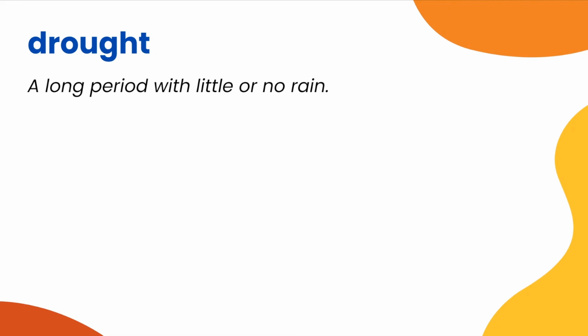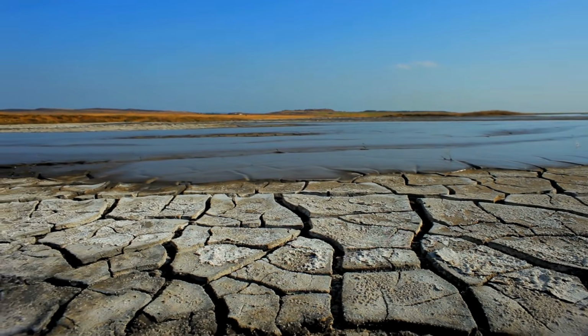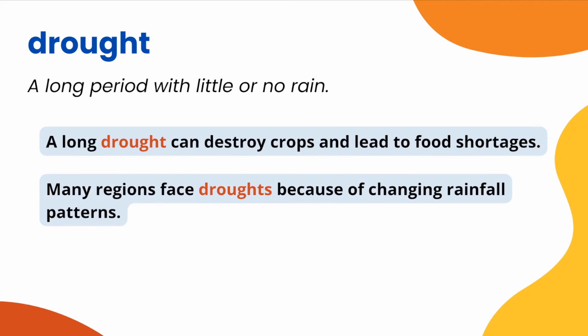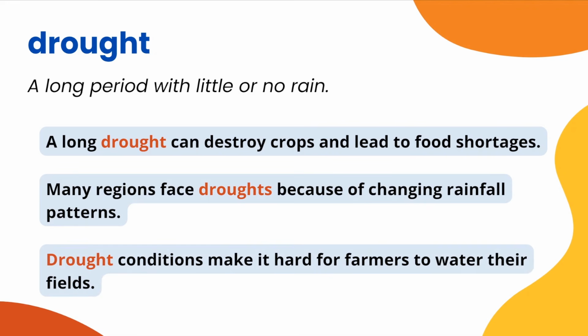Drought. A drought is a long period with little or no rain, so the land is very, very dry. A long drought can destroy crops and lead to food shortages. Many regions face droughts because of changing rainfall patterns. Drought conditions make it hard for farmers to water their fields. We often face droughts. Many regions face droughts. That's a very common collocation.